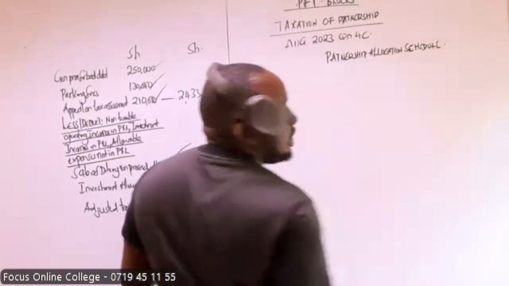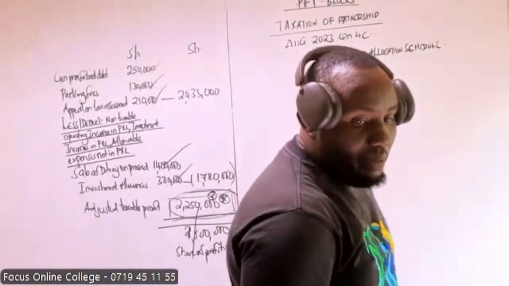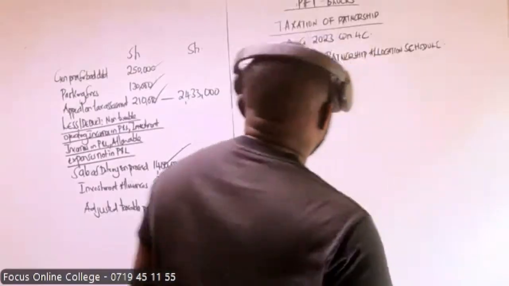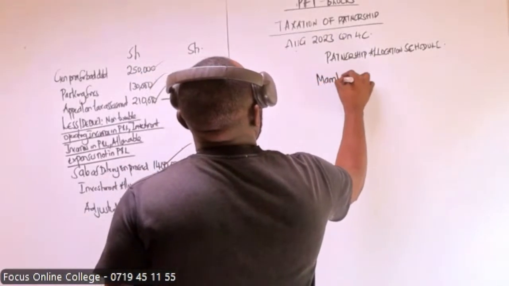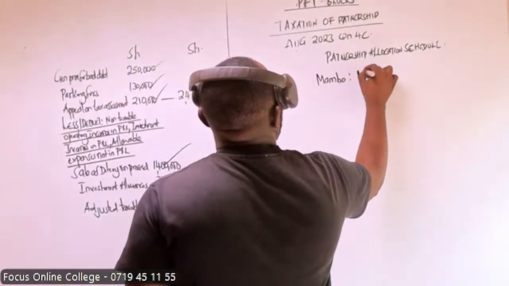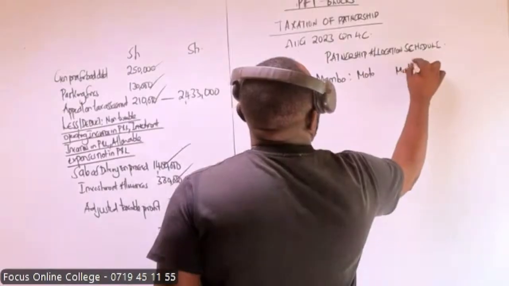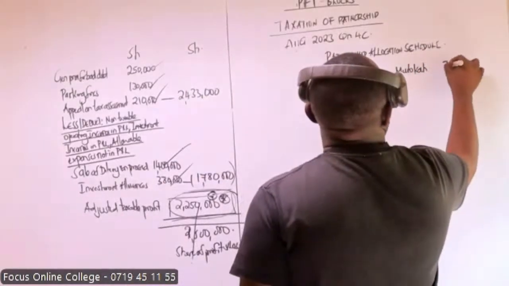So on the partnership allocation schedule, how many partners do we have for this particular question? We have 3 partners. So we have Mambo, we have Moto, and then we have Motor Car. Then we have the total column.